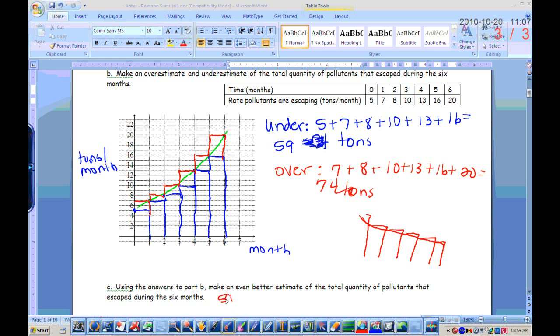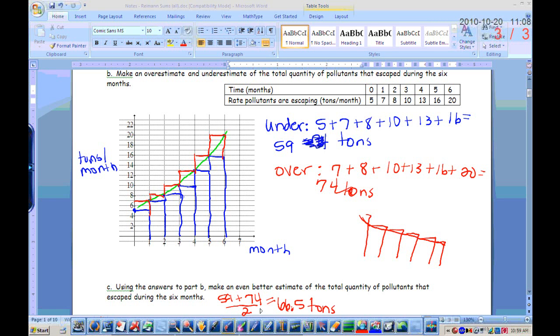So 59 plus 74 divided by 2 is 66.5 tons. Now, is that an exact answer? No. It's just that I know I have a number that's too small and one that's too big, so if I average them, it will be closer.